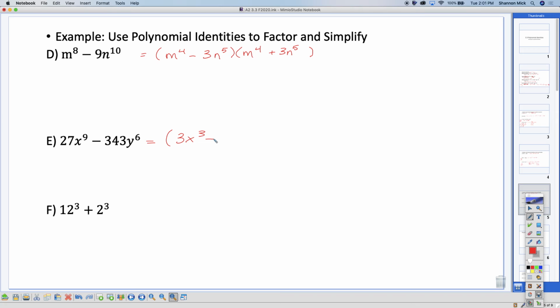So it's 3x cubed minus what? Minus 7. And then I square, so I get 9x to the 6th, opposite sign. Multiply the two together, 21x cubed, and square the last, since I was already doing the problem basically.